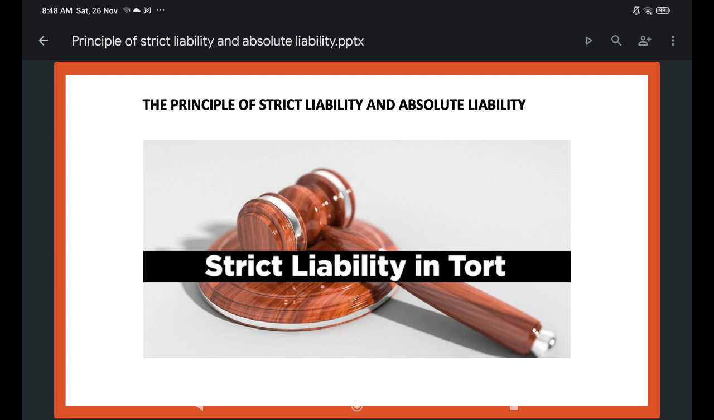Today's topic is the principle of strict liability and absolute liability. It comes under the tort.